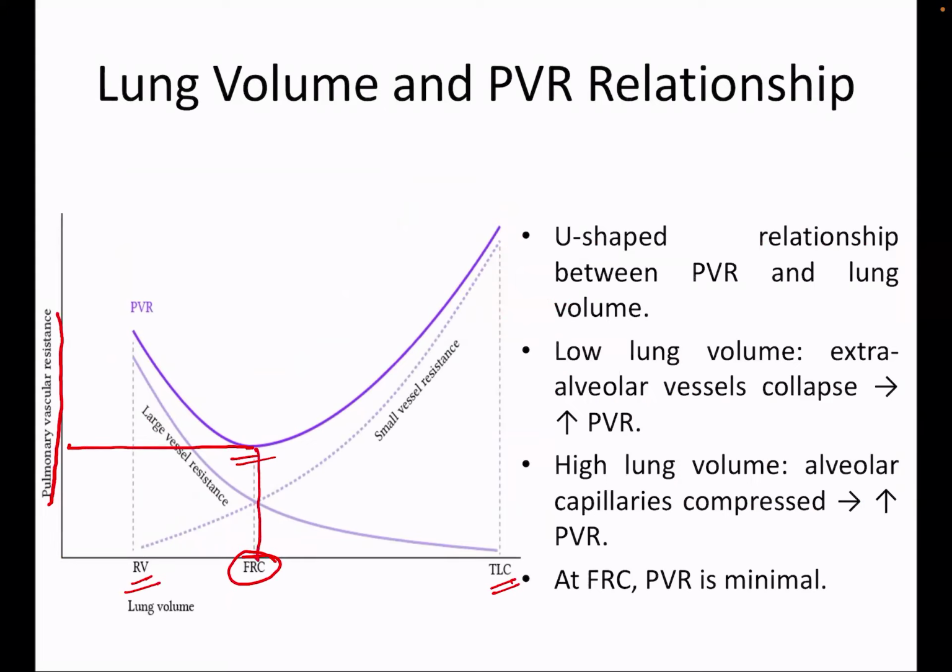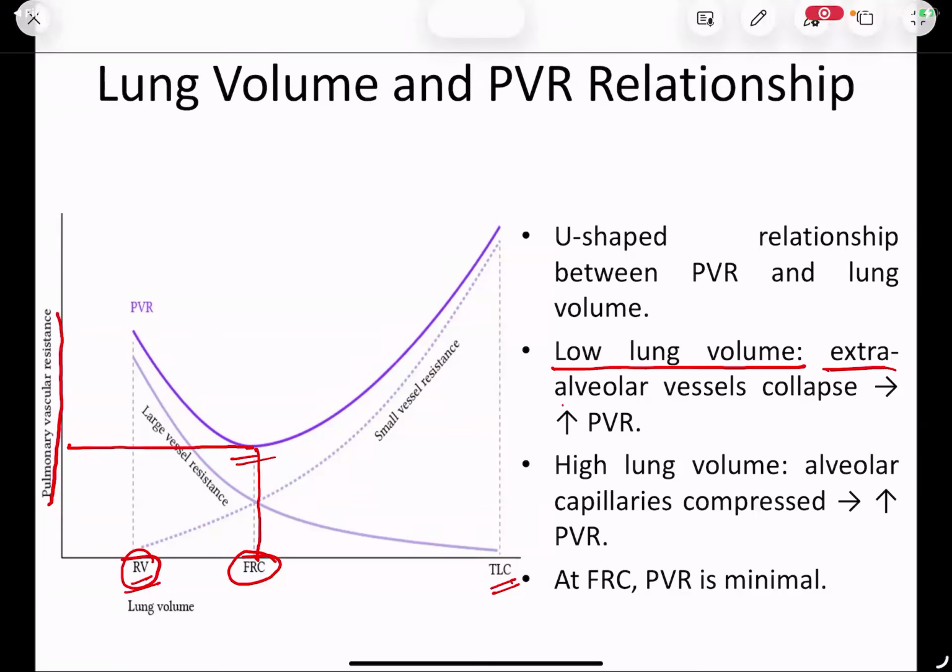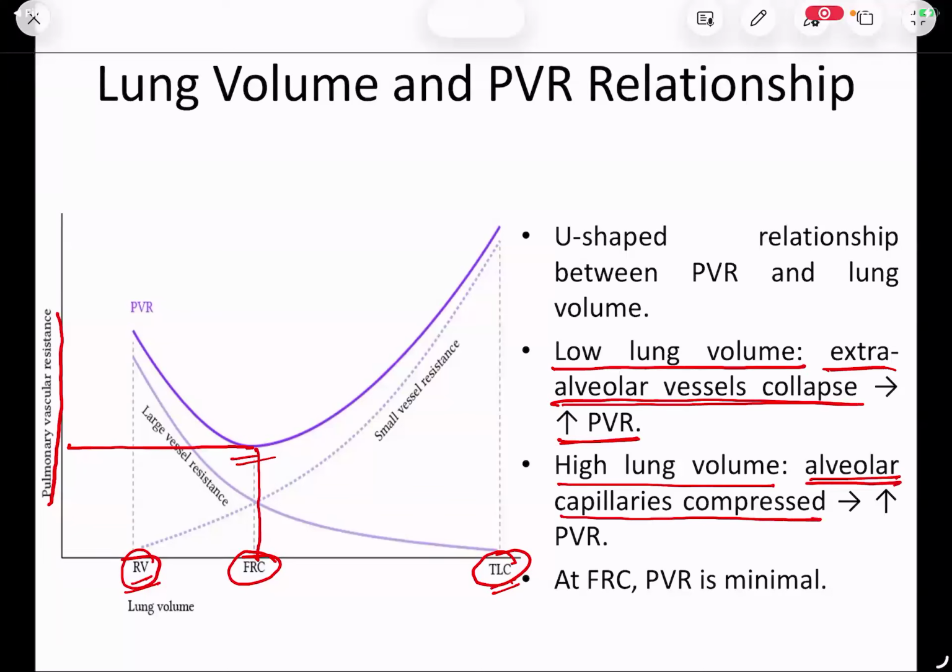So what happens at low lung volumes? When we are ventilating at very low lung volumes, the extra-alveolar vessels collapse and the PVR rises. And at high lung volumes, the alveolar capillaries are compressed and the PVR increases. So it is preferable to ventilate at the FRC, though it is very difficult to achieve practically.